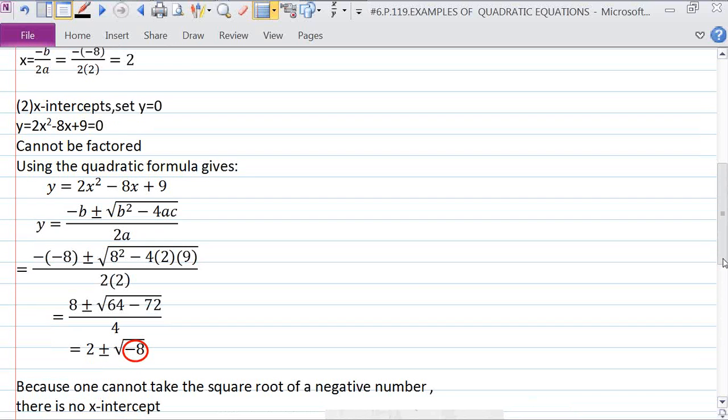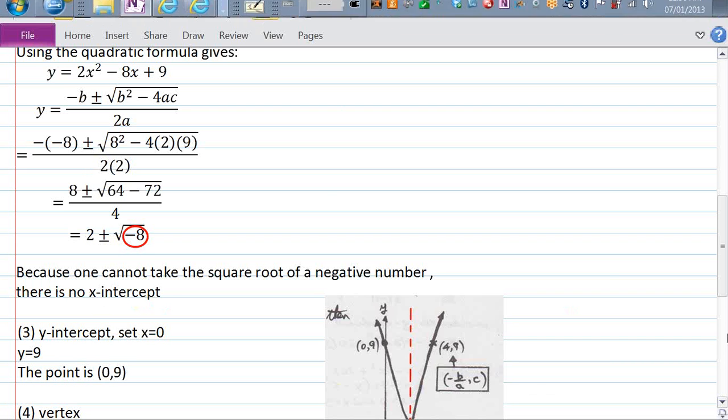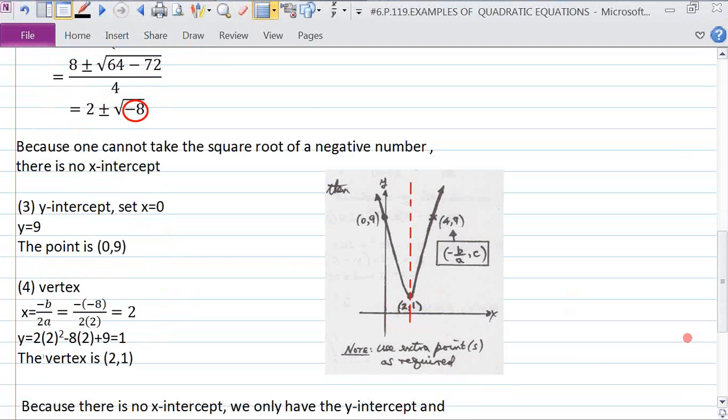Now, because this is minus 8, you can't take the square root of a negative number. There's no x-intercept here. That's very, very important. There is no x-intercept. So you can see here, although we haven't completed drawing the graph, this graph goes down, but it does not intersect the x-axis. Does not intersect the x-axis.